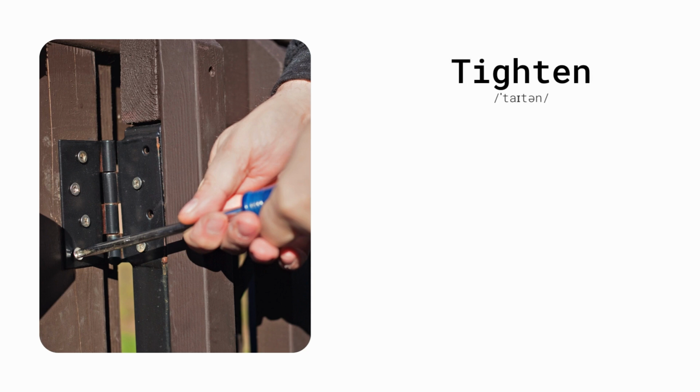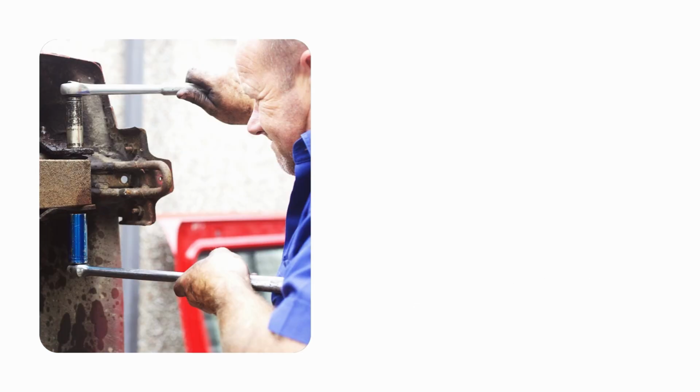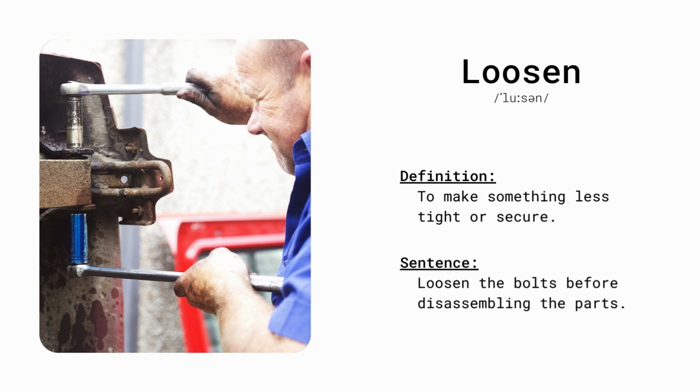Tighten. To make something tight or secure. Tighten the screws to ensure stability. Loosen. To make something less tight or secure. Loosen the bolts before disassembling the parts.